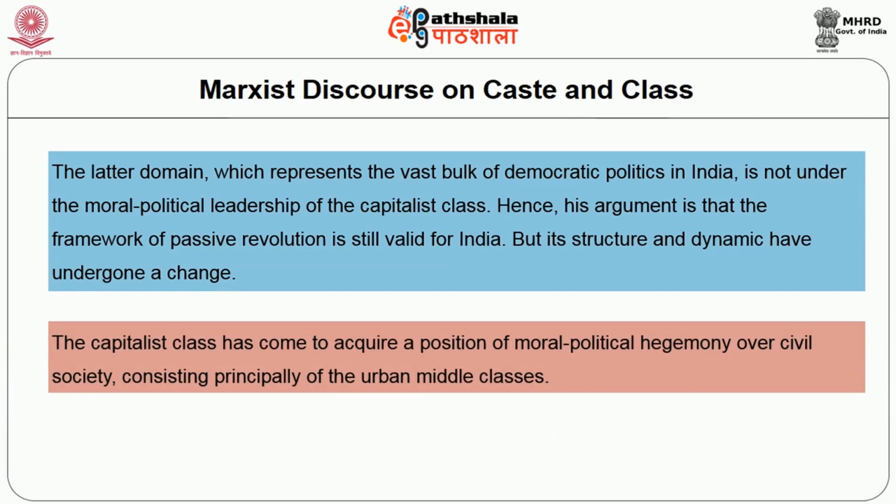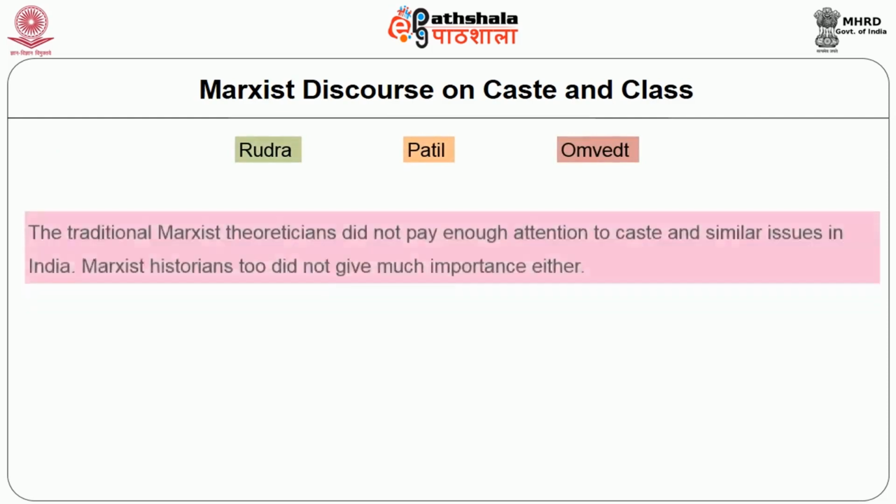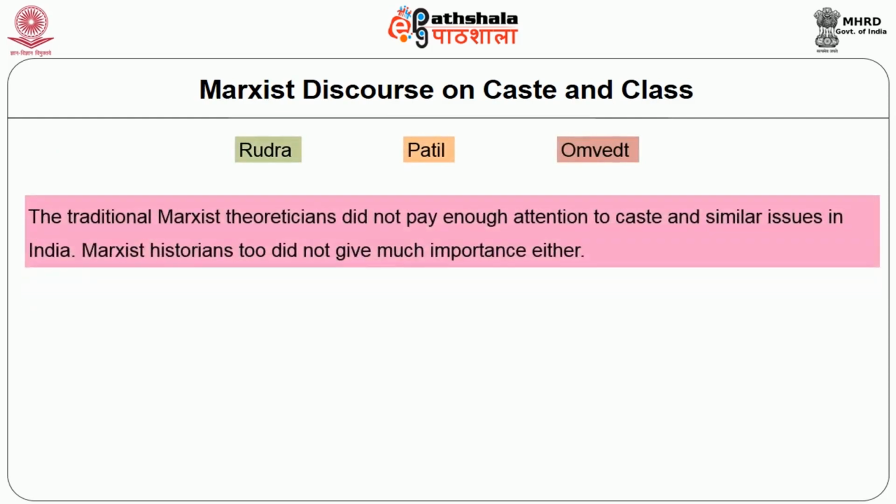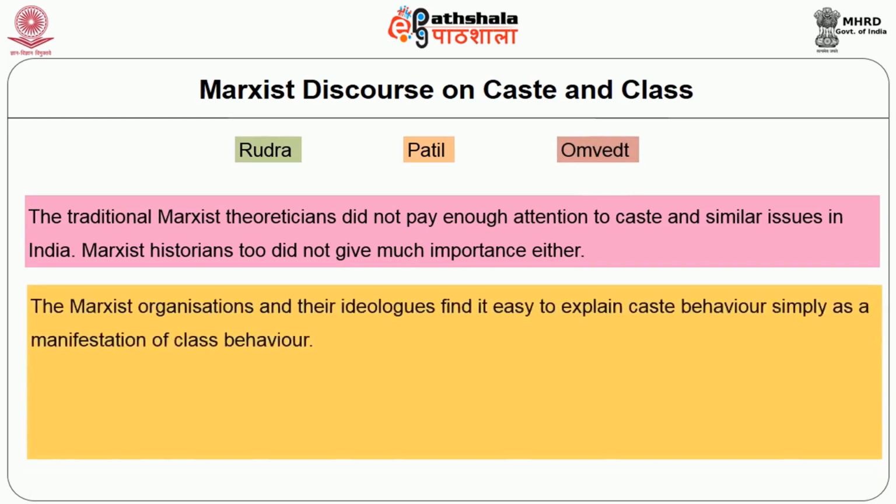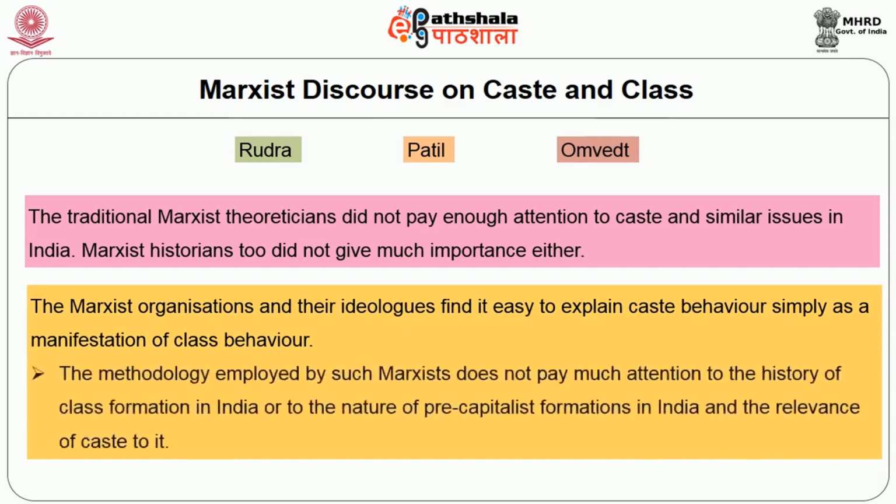Scholars such as Rudra, Patnaik and Omvedt argue that the traditional Marxist theoreticians did not pay attention to caste and similar issues in India. Marxist historians too did not give much importance to this. Omvedt argues that the Marxist organizations and their ideologies find it easy to explain caste behavior simply as a manifestation of class behavior. The methodology employed by such Marxists does not pay much attention to the history of class formation in India or to the nature of pre-capitalist formation in India and the relevance of caste to it.